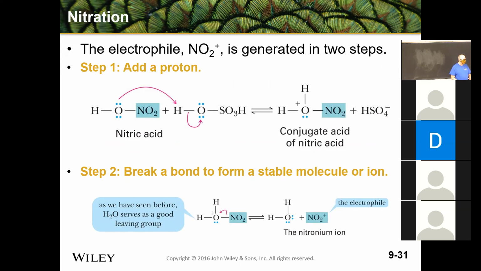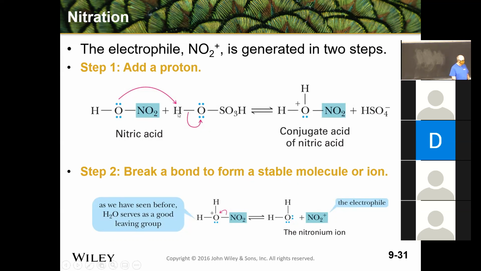Here is the mechanism of nitration. The electrophile, nitronium ion, NO2 plus, is generated in 2 steps. We mix concentrated nitric and sulfuric acids. You've probably learned that sulfuric acid is a strong acid and so is nitric acid. But it turns out that sulfuric acid is actually a stronger acid, and so nitric acid acts as a base.